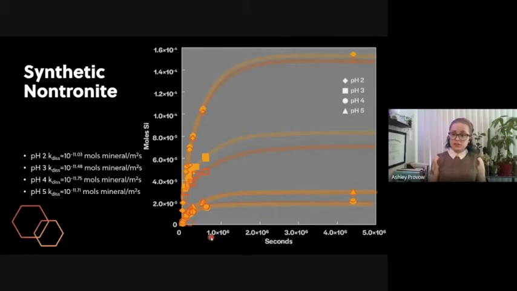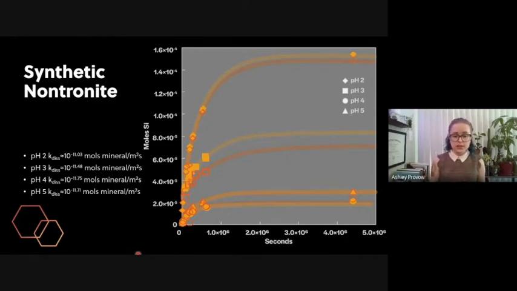So let's look at the same phase at different pHs. This graph here on the right is the dissolution of synthetic nontronite at pH 2 in the diamonds, pH 3 in squares, pH 4 in the circles, and then pH 5 in the triangles. The first thing you'll notice is that pH 4 is dissolving a little bit slower than pH 5, which is not to be expected. But because these numbers are so close together, that actually makes a little bit of sense.